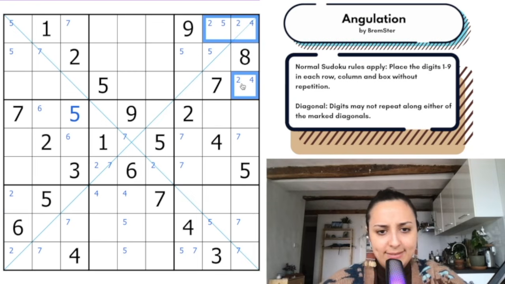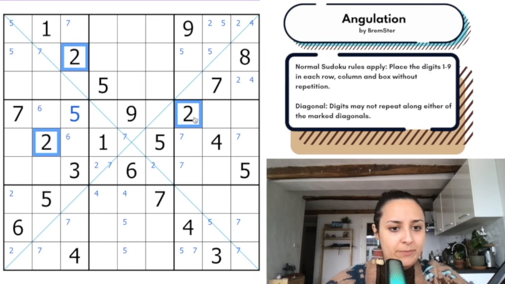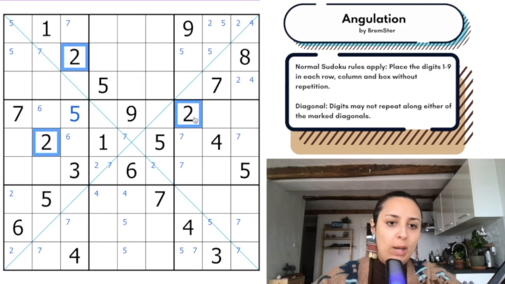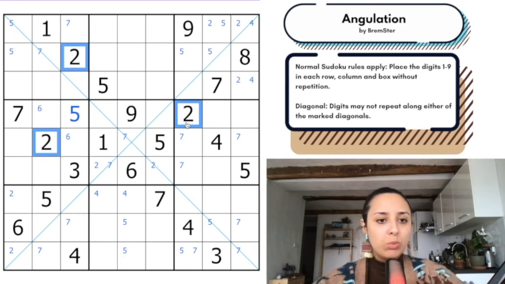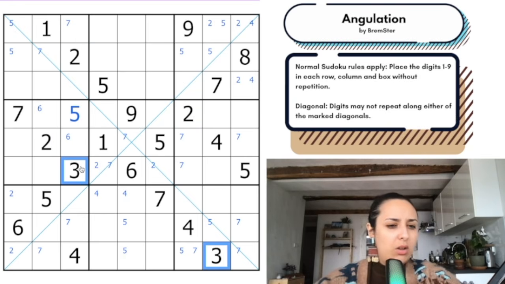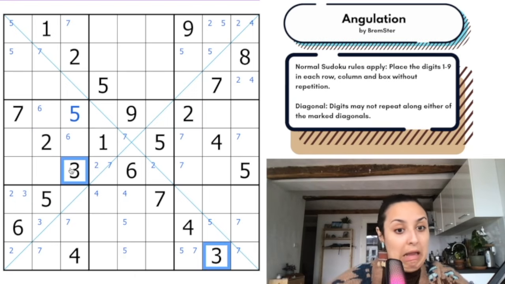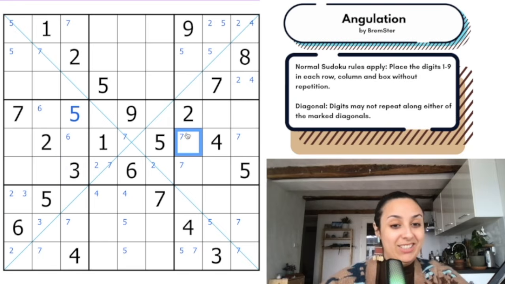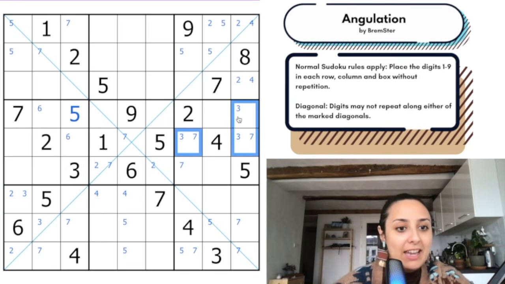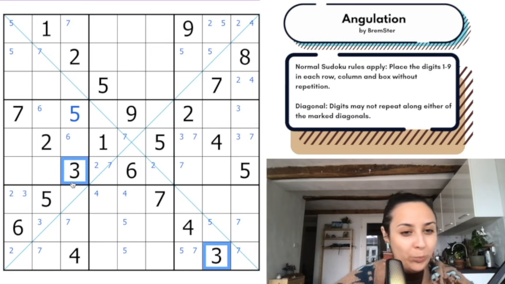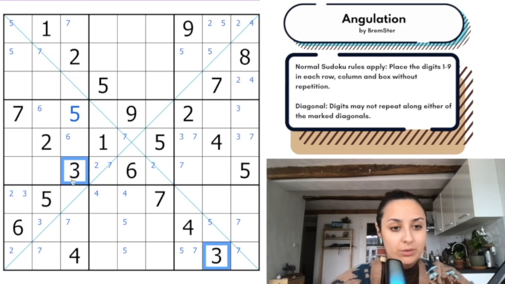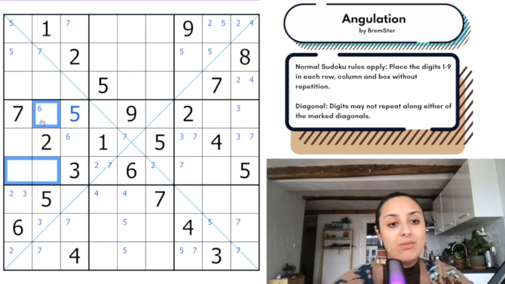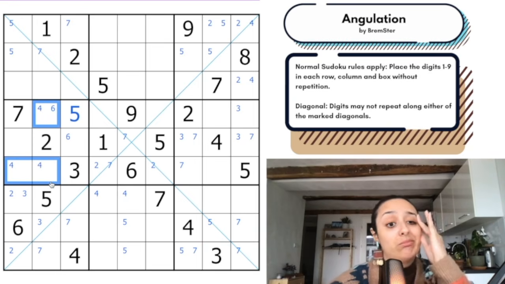Is this gonna go anywhere? Boom, boom, boom, boom. 3s. Yo. Okay, we'll just notate. We trust the process. We trust BremSter. I don't know. I guess there's 4 here, but what are we gonna do about that?